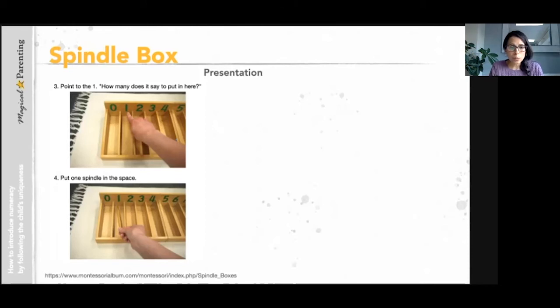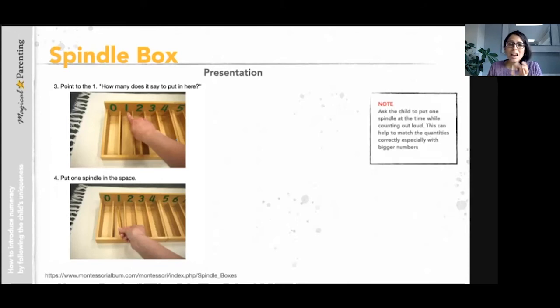So sometimes that's why these boxes are separated like this, 0 to 4 and 5 to 9. What I do to help them is ask the child to put 1 spindle at a time, but counting out loud. So we say 1, and they take the other one, 2, 3, because they tend to take a bunch of them, and sometimes they say 1, 2, 3, and then actually there are 7.